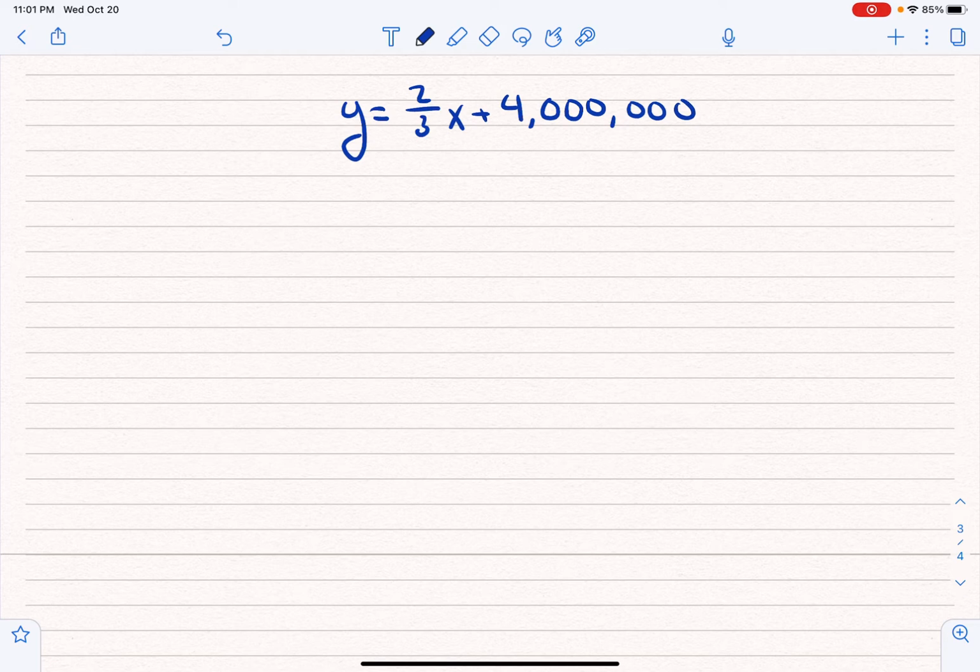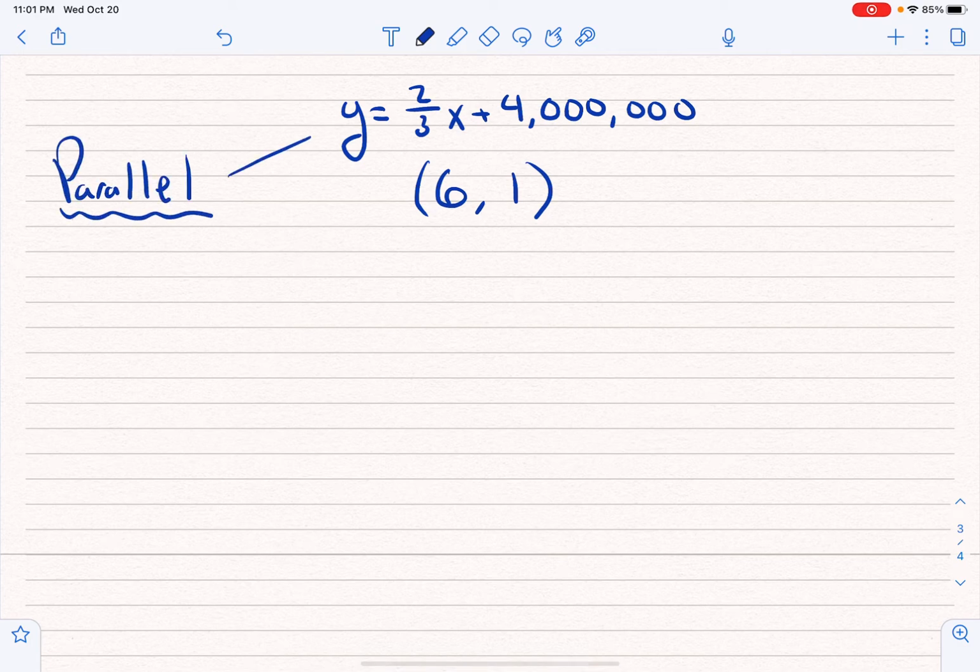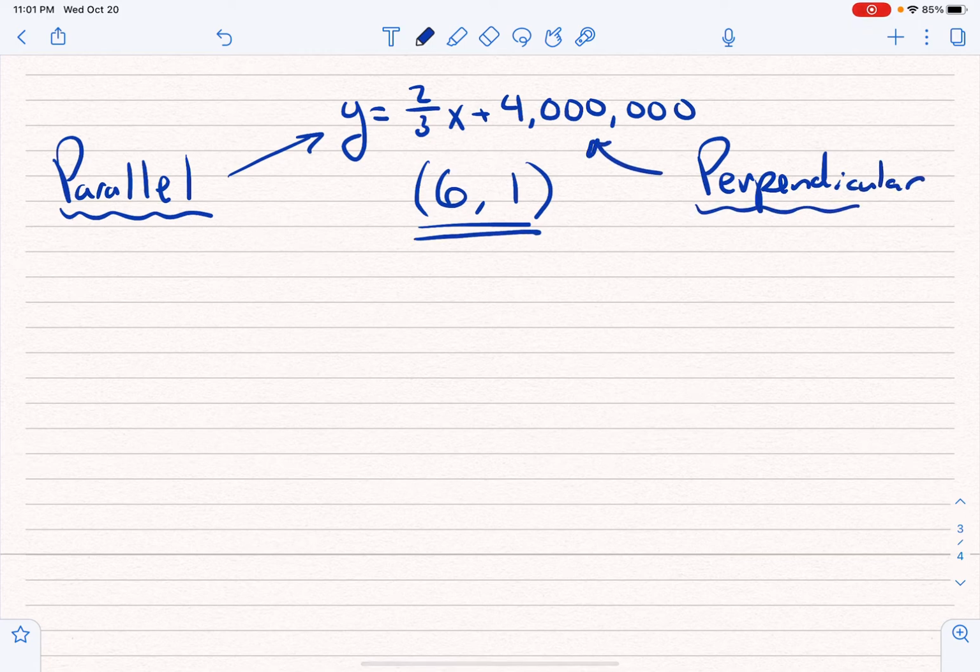Ready? Then I'm going to give you a point. We'll give you the point (6, 1). What I want you to do is come up with a line that's parallel to that line, but passes through this point. And then I want you to come up with the equation of a line that is perpendicular to this line, but passes through this point. So one that's parallel to that line and passes through this point, and one that's perpendicular to this line and passes through this point.